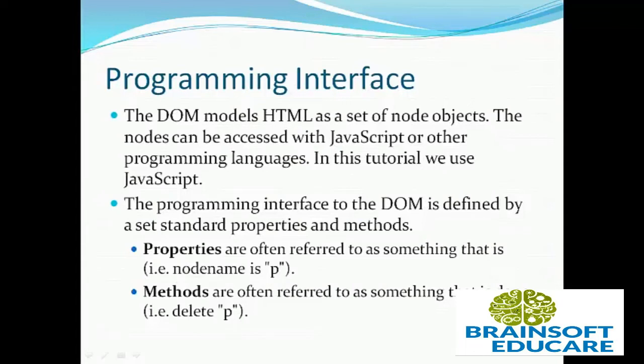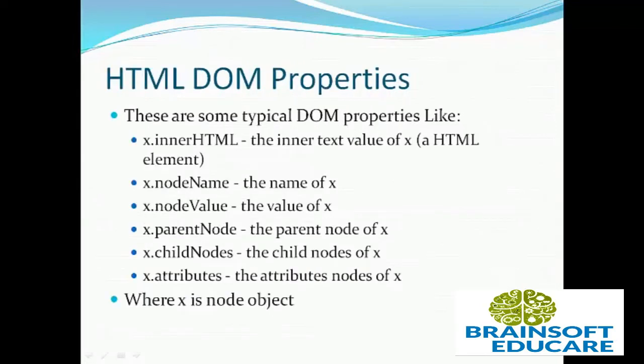Properties are often referred to as something that is, for example, node name is p, and methods are often referred to as something that is done, for example, delete p. Now let's see HTML DOM properties first.